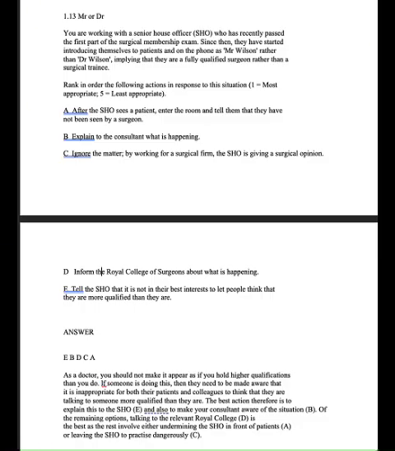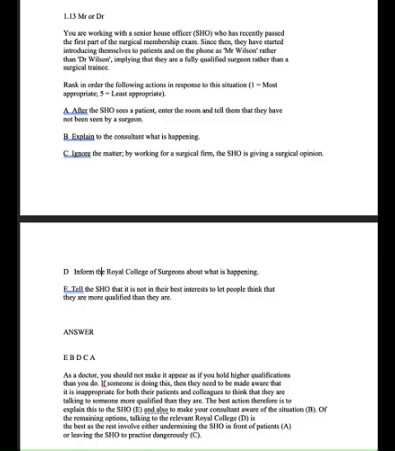You are working with a senior house officer, SHO, who has recently passed the first part of the surgical membership exam. Since then, they have started introducing themselves to patients and on the phone as Mr. Wilson rather than Dr. Wilson, implying that they are a fully qualified surgeon rather than a surgical trainee.